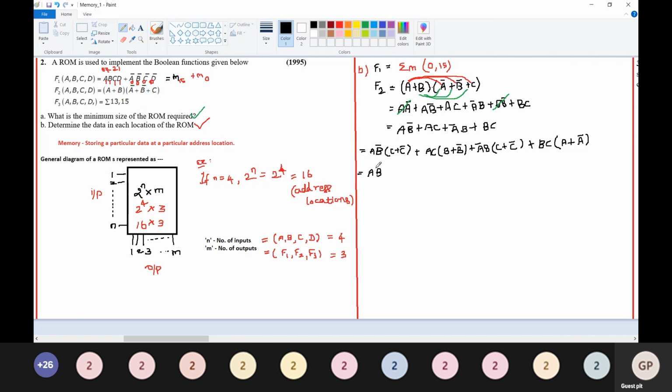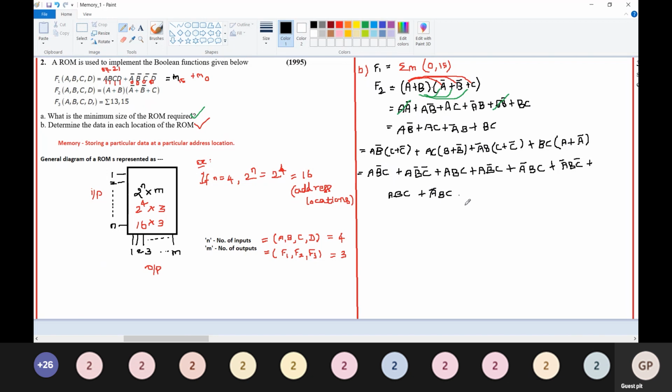So A, B dash, C plus A, B dash, C dash plus A, B, C plus A, B dash, C plus A dash, B, C plus A dash, B, C dash plus A, B, C plus A dash, B.